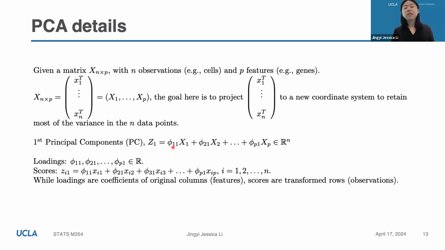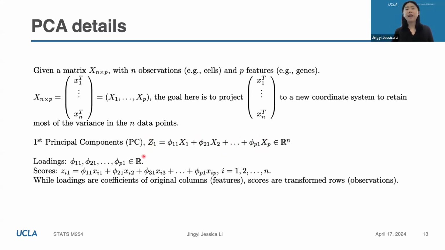So the first sub-index is for the original feature. Second sub-index is for PC. So we have P loadings for PC1. Then you can generalize, if we look at PC2, this PC2 is called Z2, loadings become phi12, phi22 to phiP2, right? They are the loadings for PC2. But as a linear combination of the P vectors, each vector is n-dimensional, we get one n-dimensional vector as PC1. And this is what we call PC score.